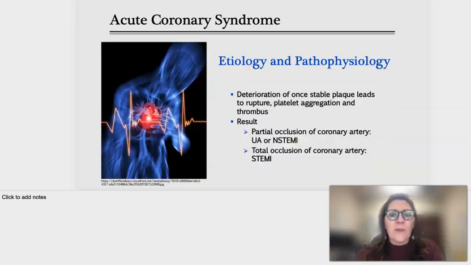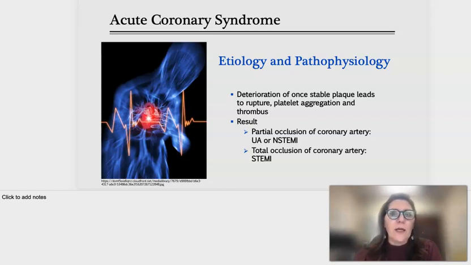So the etiology and pathophysiology of acute coronary syndrome. It's the deterioration of once stable plaque. People have plaque. I mean, hopefully you don't, but let's say that someone does have plaque and it's stable, meaning it's sitting there, doing nothing, going about its business, not messing anything up. And all of a sudden it ruptures.